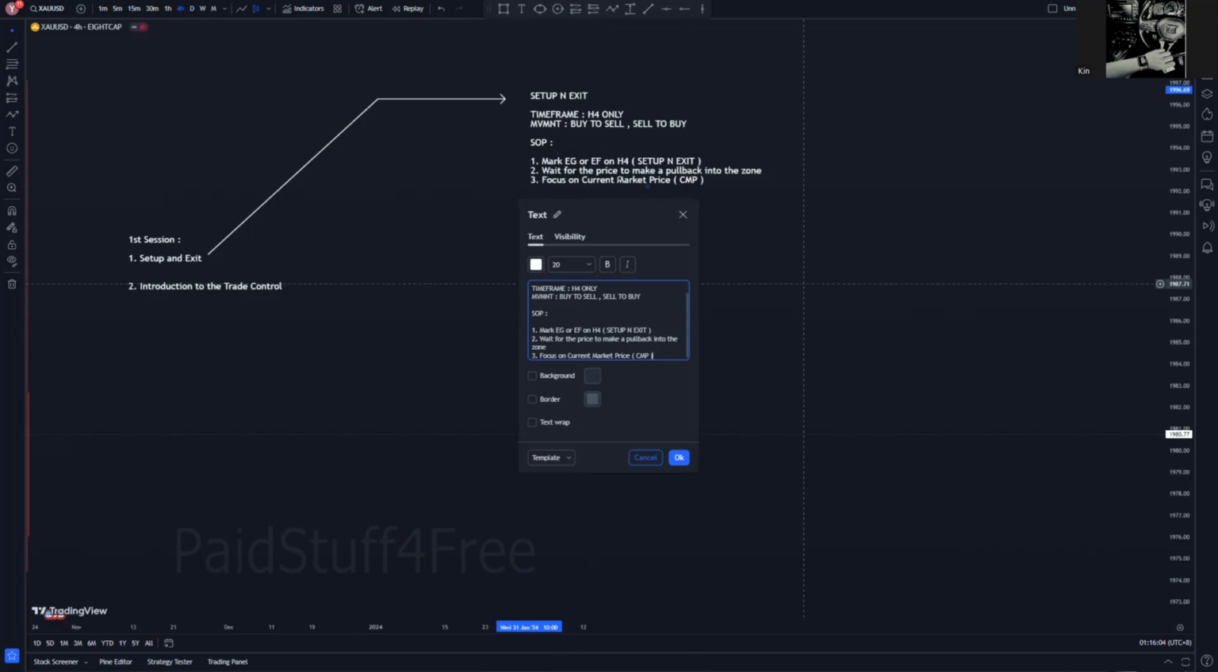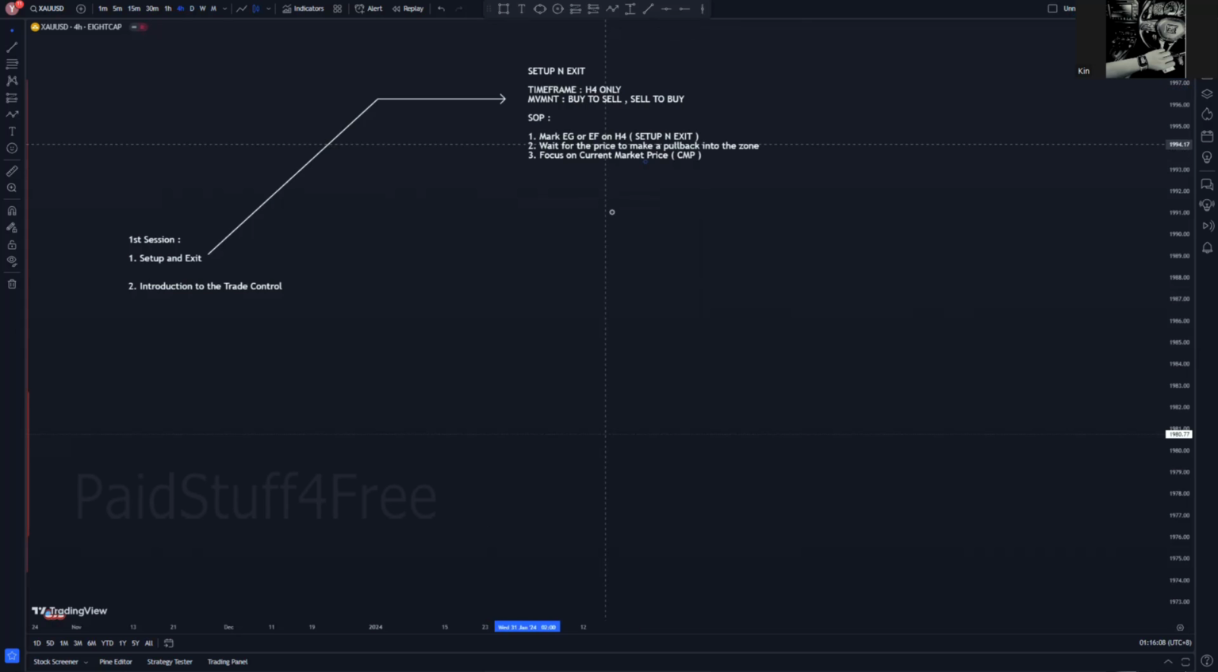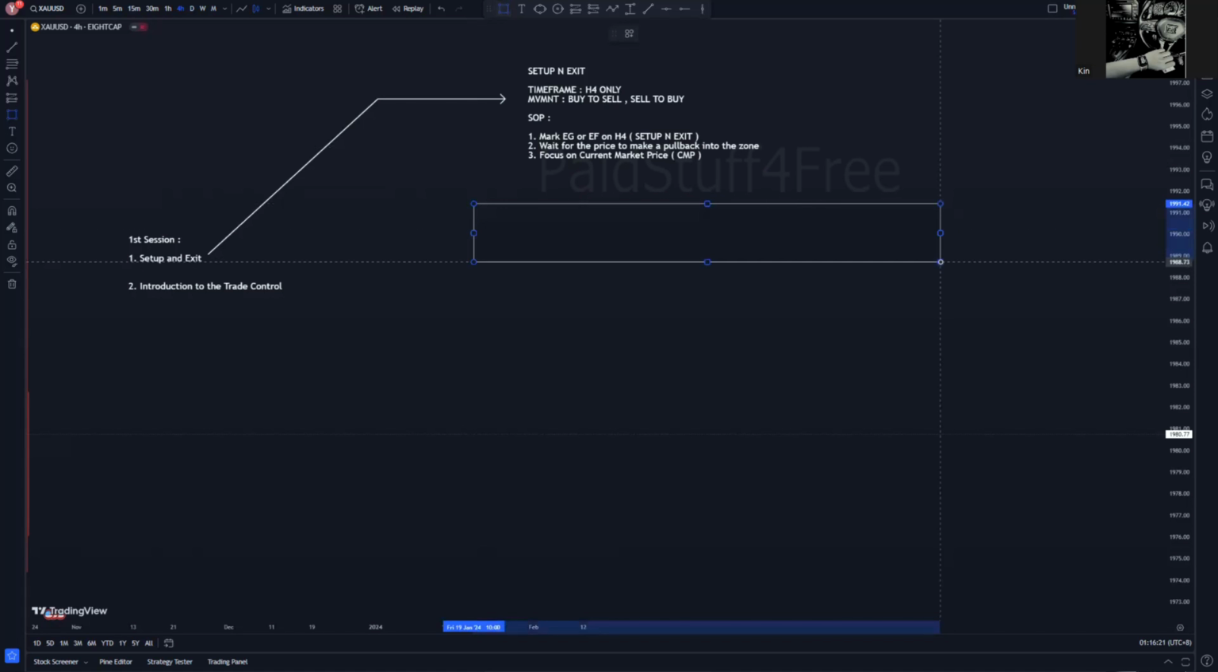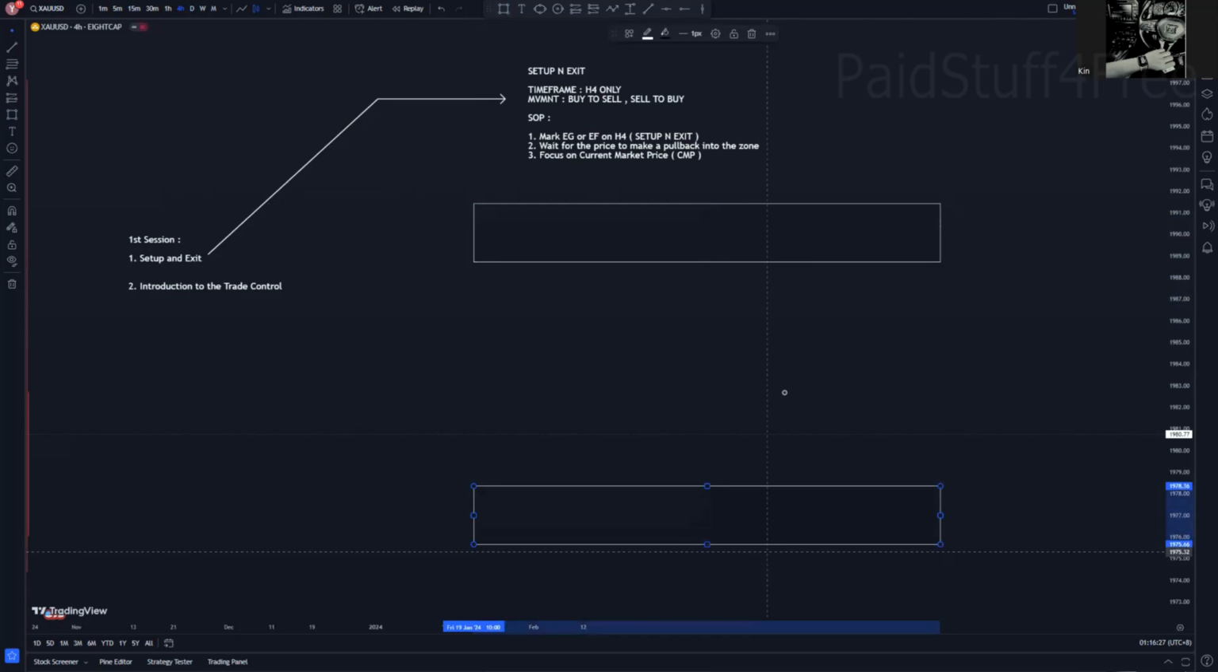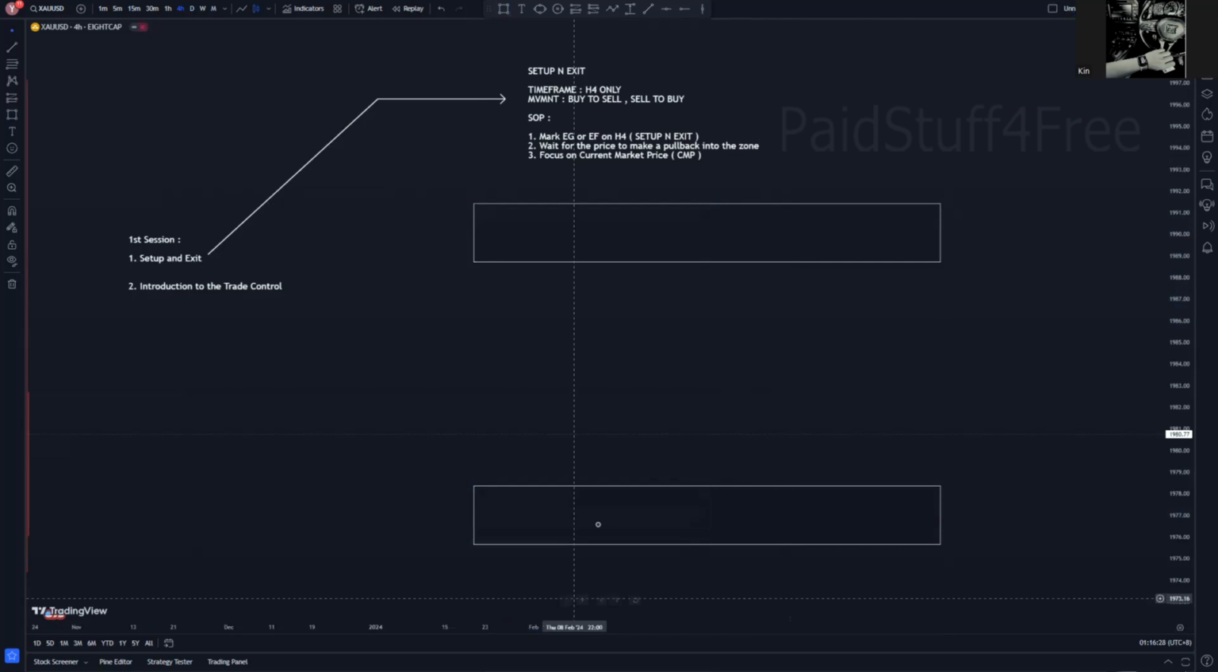So after that, I'm just going to draw for you guys the theory on how it works. For example, we have an engulfing zone somewhere on here, which is for sell. And another one for buy, at the bottom of this one.